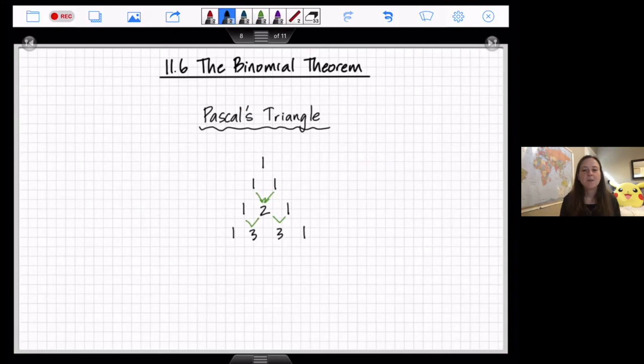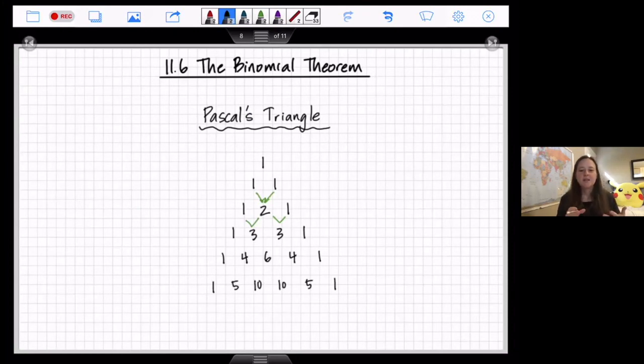All right, so you can keep building this as long as you want to or need to. Start the row with a 1. 1 plus 3 gives me 4. 3 plus 3 gives me 6. 3 plus 1 gives me 4. End the row with a 1. And then my next row, I can add 1 plus 4. And we can keep building this as long as we want to.